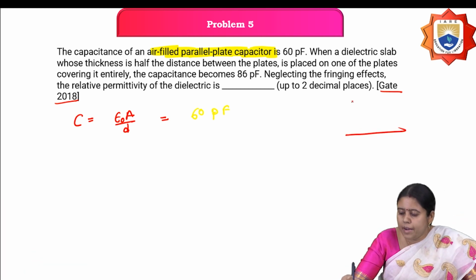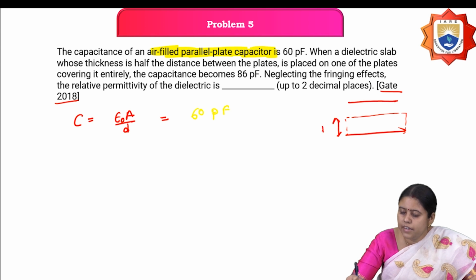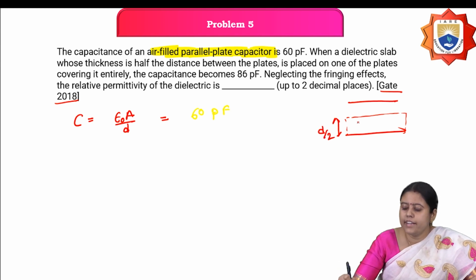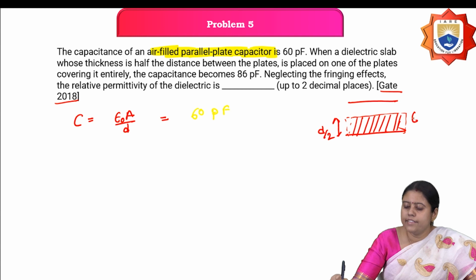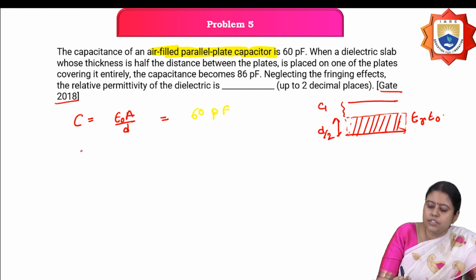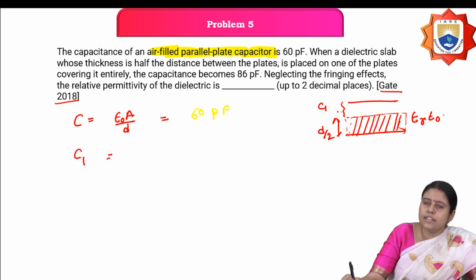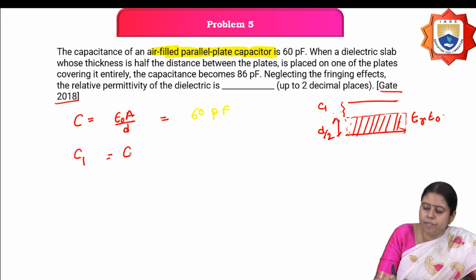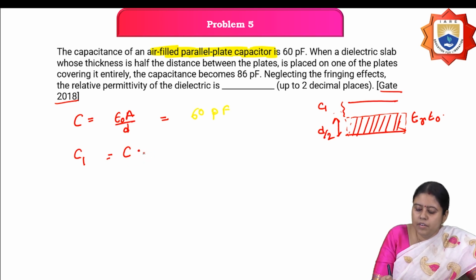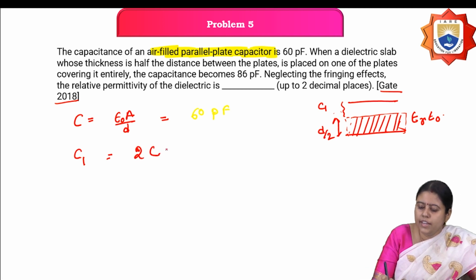Now this is a parallel plate capacitor, and between the half distance, d by 2, we have connected another dielectric of epsilon r epsilon naught, and the rest is air. So what is C1? C1 is equal to C by, because d became half, so it is 2C. So this value is 120 picofarad.